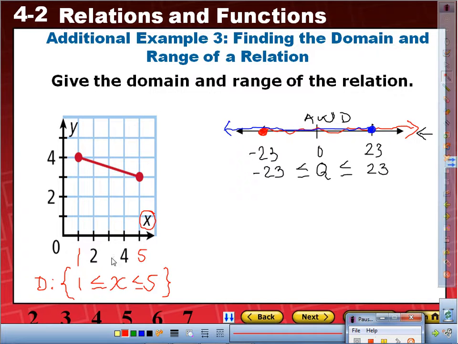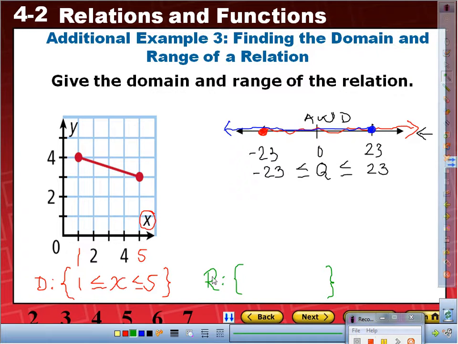All right, so we got the domain, and the domain is from 1 to 5. And if we were to read this, it says all real numbers greater than or equal to what? 1, but less than or equal to 5. Are we there so far? All right. But now they're asking us for the range. We got the domain. Now we need the range.